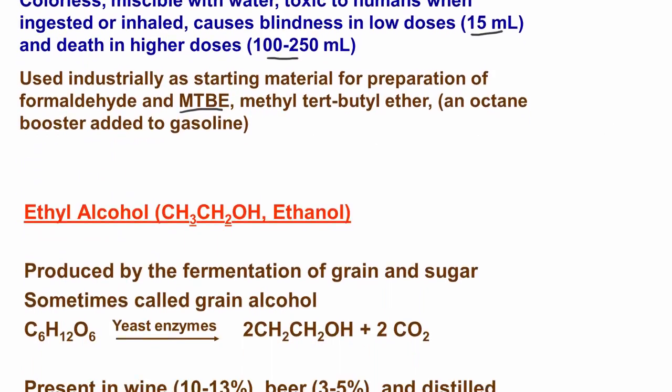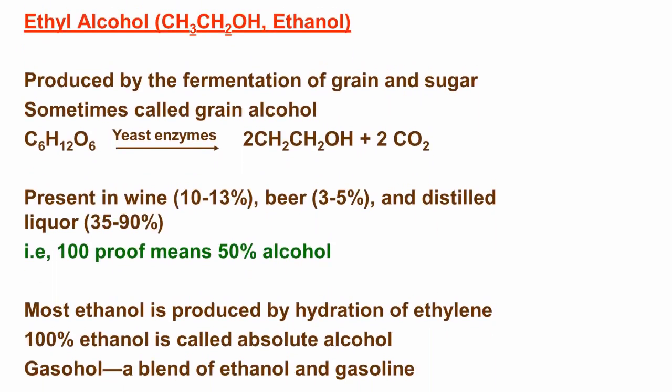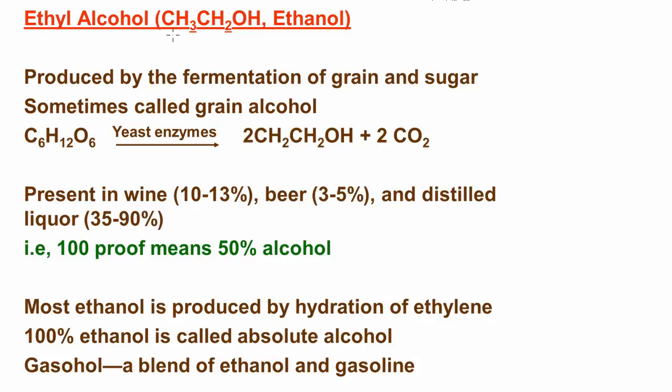The next alcohol that we're going to look at, it's very common, is ethyl alcohol or ethanol. Notice the 2 carbons, so we can draw that structure like this. So we have the carbons and the hydroxyl group here, and of course these are the hydrogens. So we all know, I think, that ethanol is produced by fermentation of grain and sugar, and is sometimes called grain alcohol. It's present in wine, about 10 to 13%, could be a little bit higher in beer, 3 to 5%, and also in liquor, so anywhere from 35 to 90%.